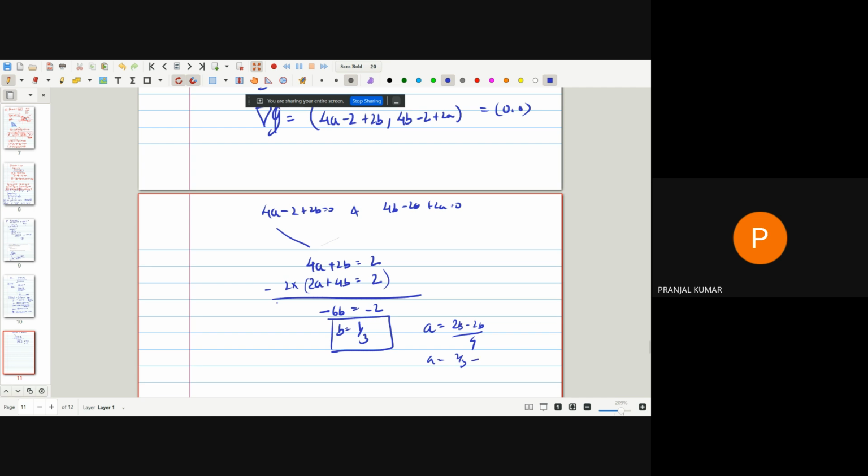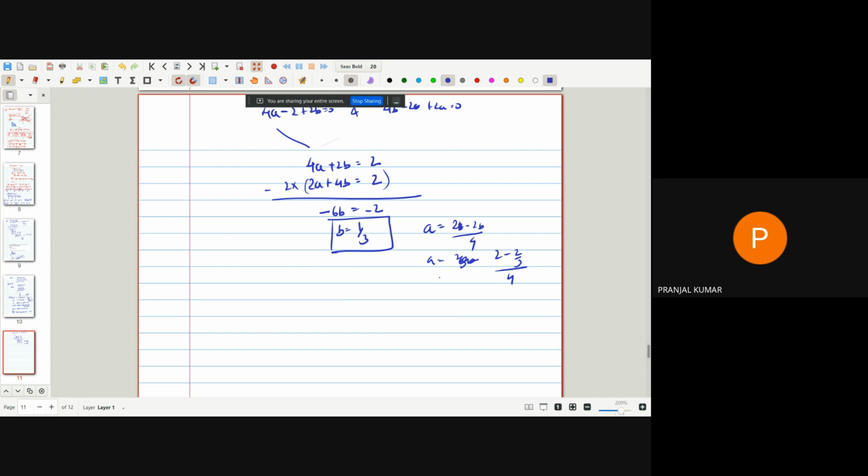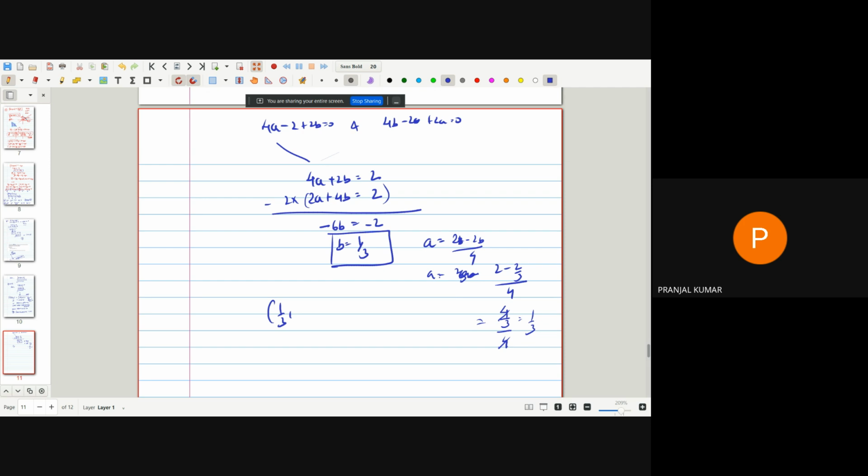2 minus 2b. Sorry, 2 minus 2 by 3 by 4. So you will get 4 by 3 upon 4. Is it 1 by 3? Yes, it should be 1 by 3, sir. So you have got your point at which the function is a critical point.